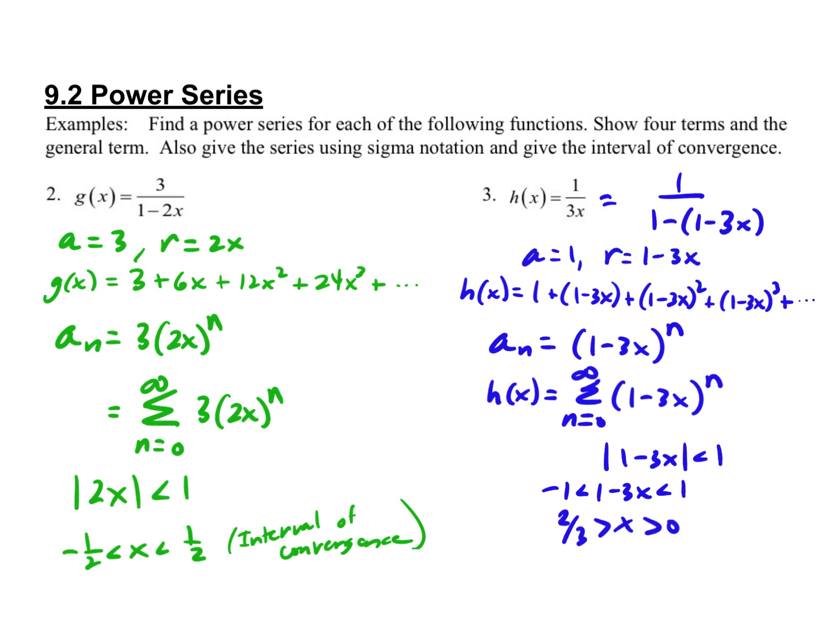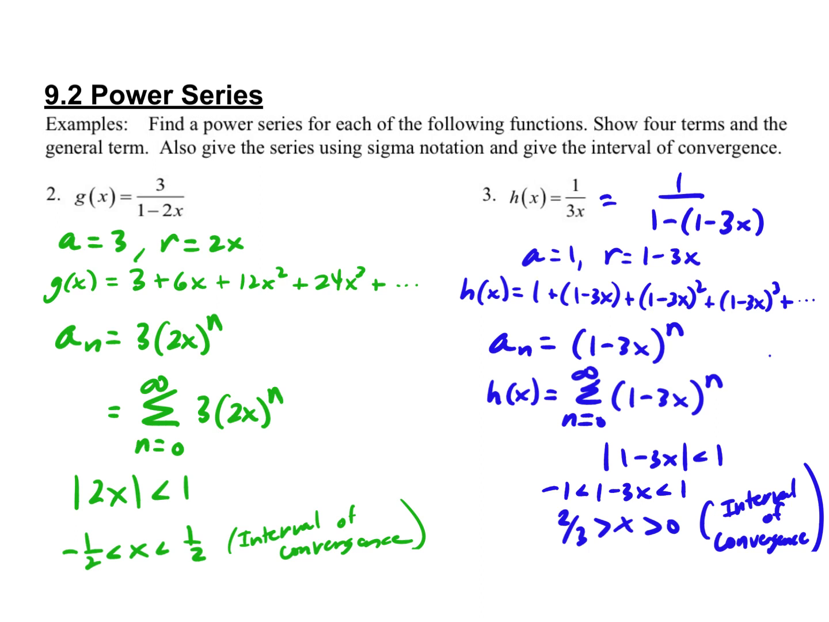Okay, notice I flipped the inequalities, subtracted 1, that gives me -2, but then divided by -3, so that's my 2/3. Subtracted 1, that's my 0. Okay, so the interval of convergence is in between 0 and 2/3.